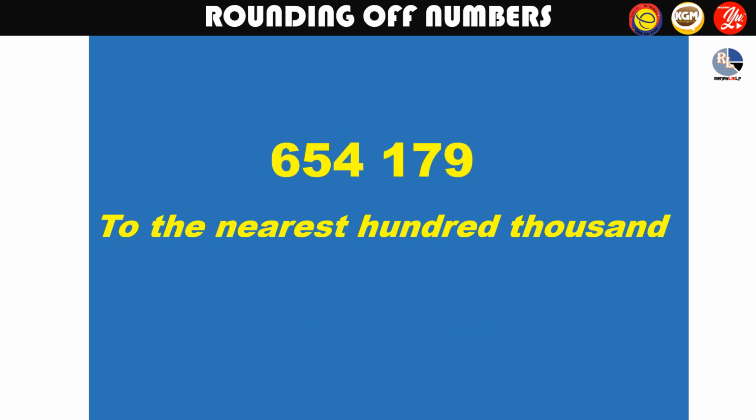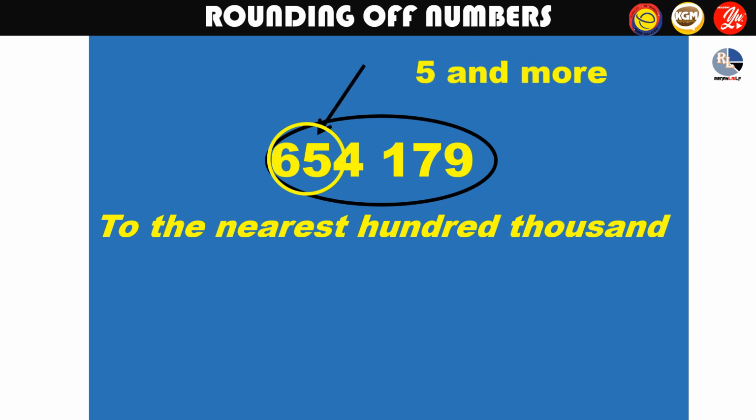Next number, 654,179 to the nearest 100,000. Yes, we're going to circle all the 6 digits now. All right. Which number is at the place value of 100,000? Yes, 6. So we're going to circle 65. All right, let's look at the second digit. 5 and more again. Yes, so when it's 5 and more, we're going to add 1 to digit 6.